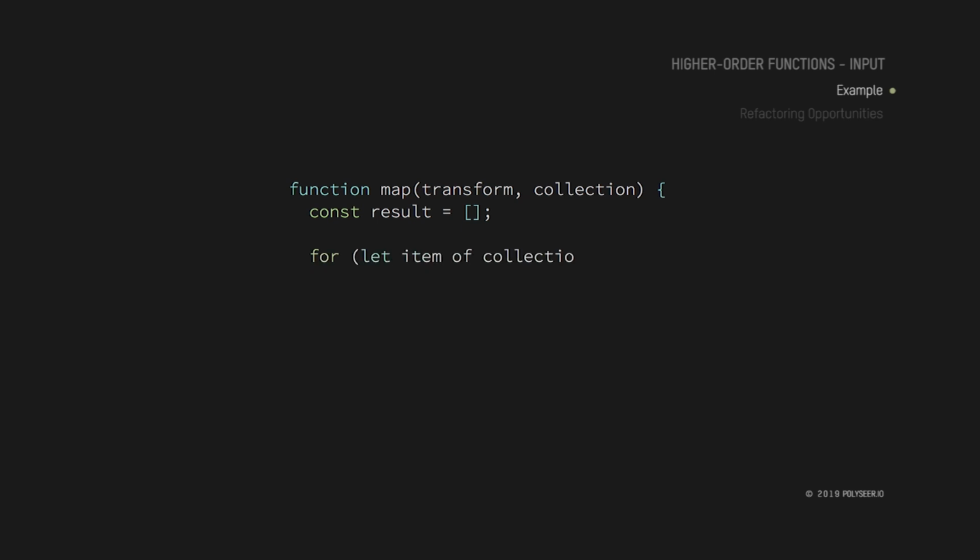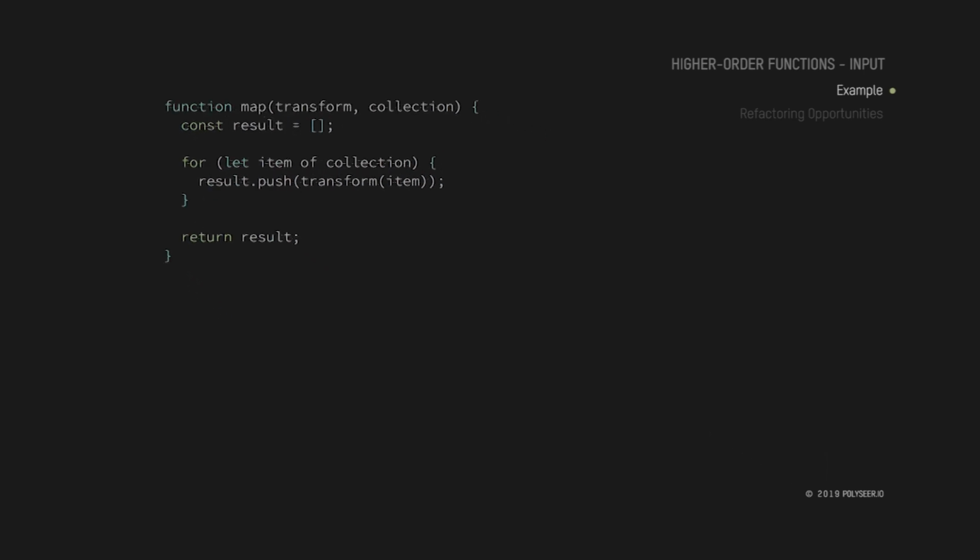Let's take a look at higher order functions as inputs. A very common function that takes a function is the function map. It takes some transformation and works on some collection. We basically set up a result output. In this case, we'll just have it be an array. And what we do is, for each item in our collection, we just take that item and transform it. And the transform is up to the client to decide what that is, or what they wanted to pass in.